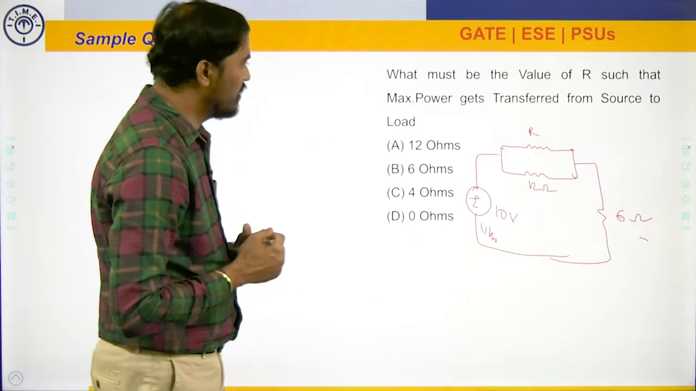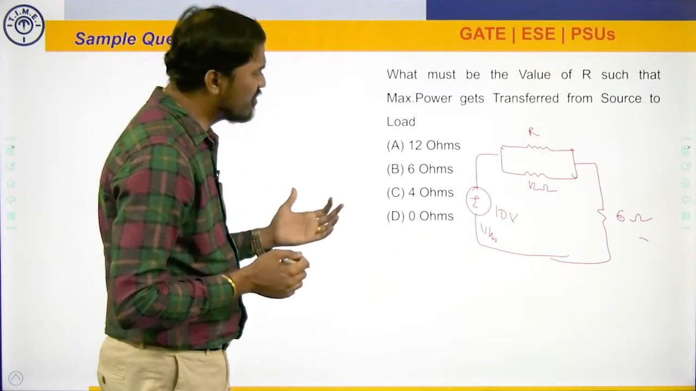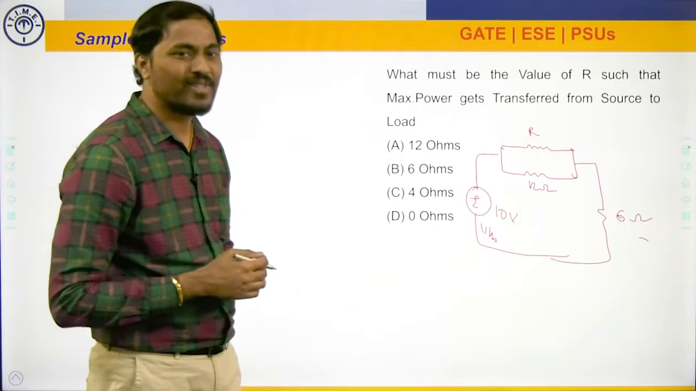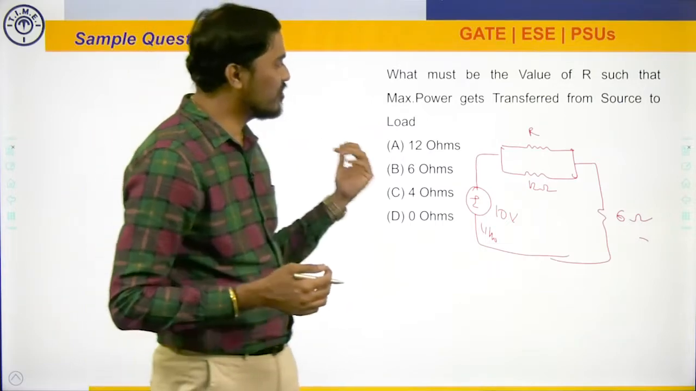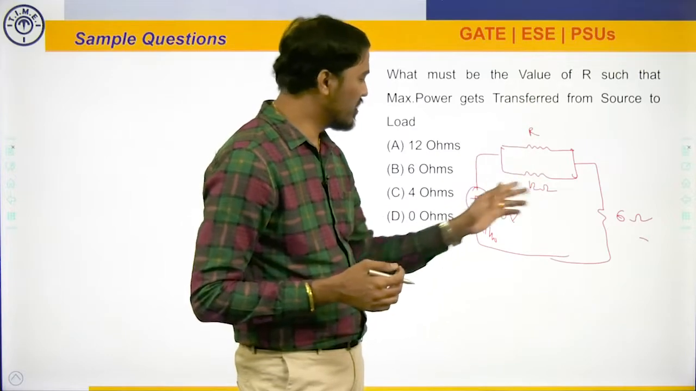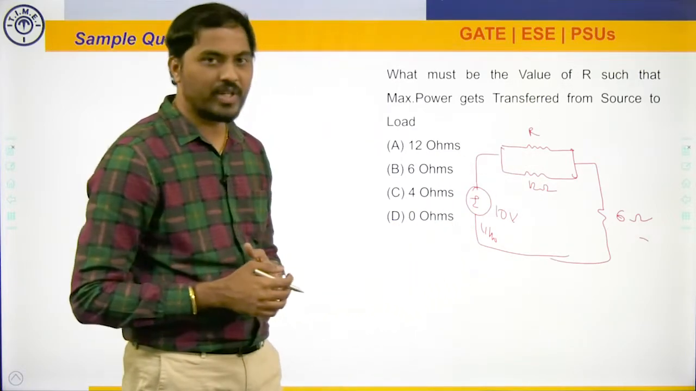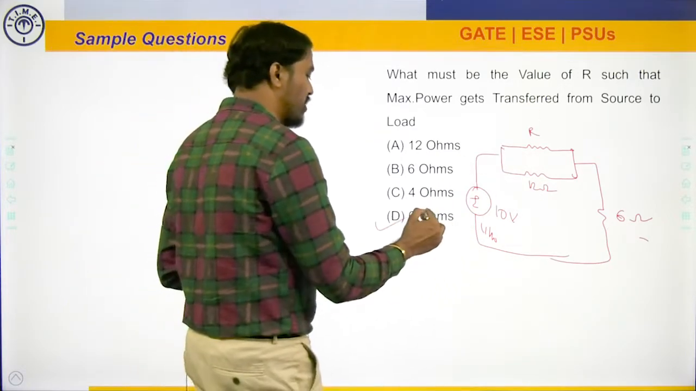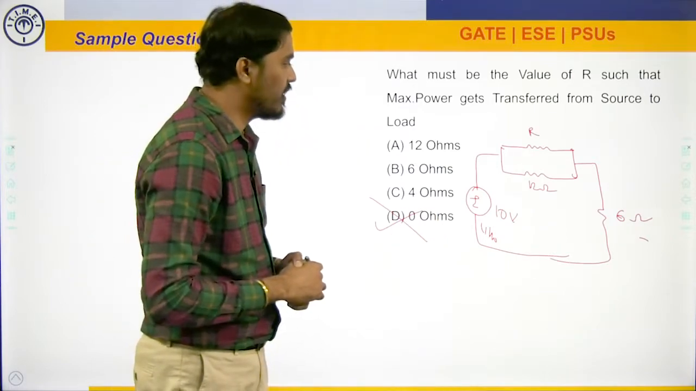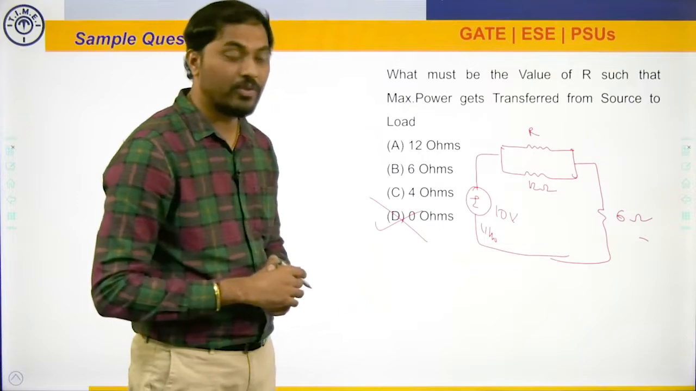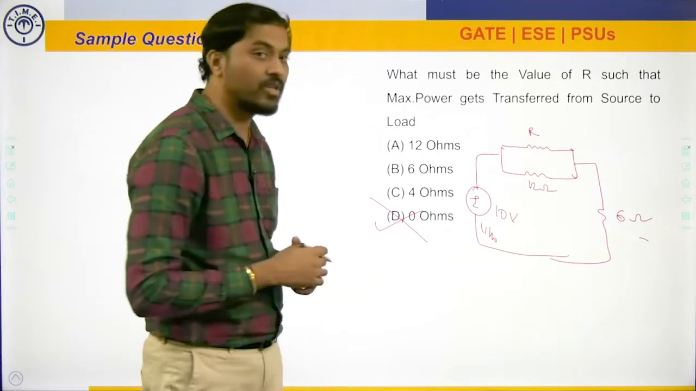Then you might wonder, sir, what's the difference between the previous circuit and this circuit? Yes, there is a difference. You please recollect. Here also you might think, sir, just now you told R equals 0. Chalo, R equal to 0, then maximum power is going to get transferred. So what is the right answer? You will say option D, but this is wrong. Why? Same circuit previously, you answered it as 0 ohms. Now you are saying 0 is wrong.